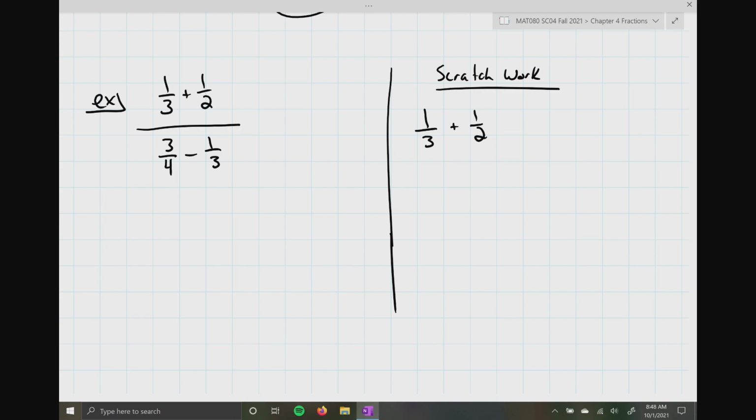So here we go. 1/3 plus 1/2. So my LCM is going to be 2 times 3, which is 6. How are we looking so far, everyone? Good. Next step, let's build equivalent fractions.